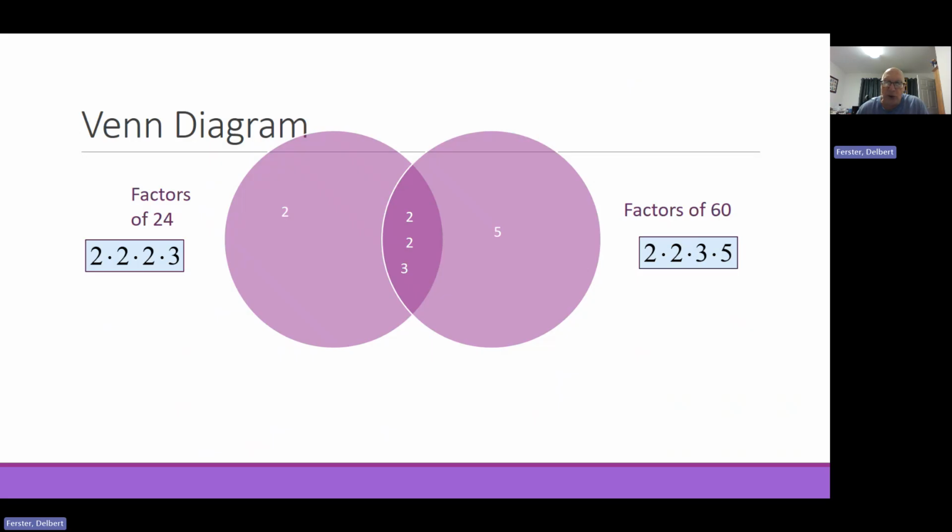And then in the remainder, or if you think about the outside part of the circles, I have listed all of the primes that weren't common to both. So 24 has a factor of 2 kind of hanging out there, and 60 has a factor of 5 kind of hanging out there. And you say, all right, I could do that. I can identify the ones that are common and put them in the intersection, and I'll put the others that aren't common in the outside parts of the circle.